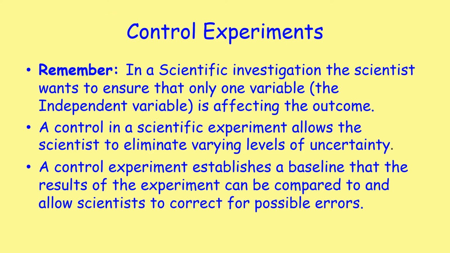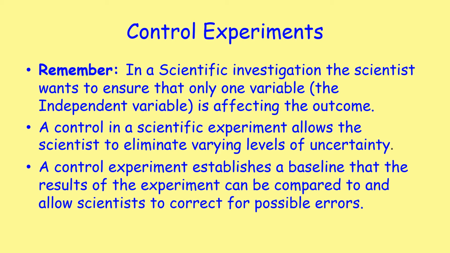So the next skill that we're going to look at is a control experiment. Now these can be part of an experimental setup. So what we need to do is recap the main features of experimental design. So remember that within a science investigation, your scientist wants to ensure that only one variable is affecting the outcome. And remember, the one variable that we are changing, that's our independent variable, and the outcome is our dependent variable. And there will be some way of measuring that.